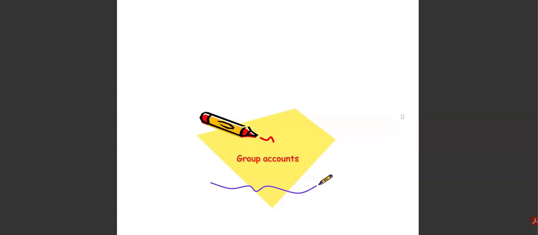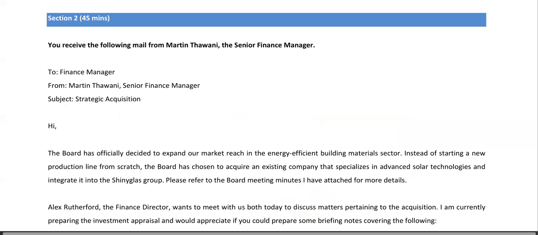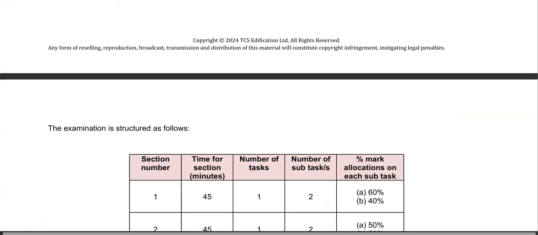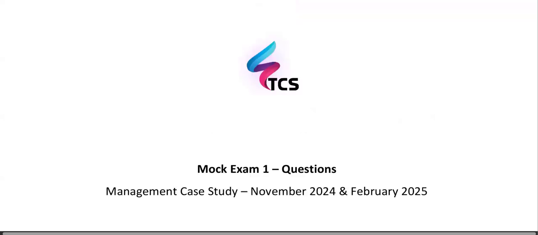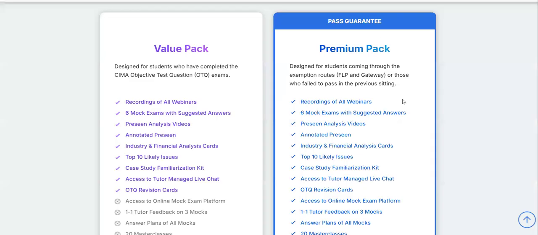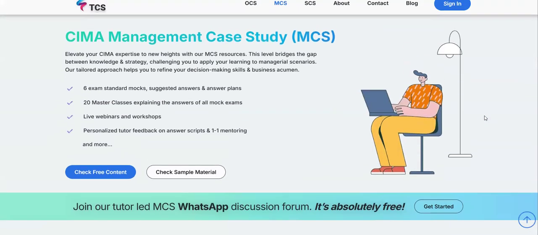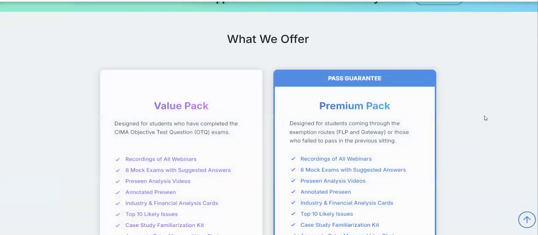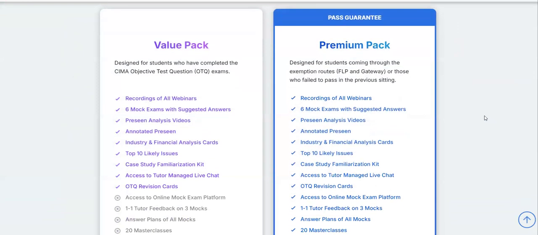So let's now move on to the mock exam that we are going to be discussing today. So this is a continuation of the mock exam that we started discussing in the last week's session. So you will have access to it as a free product. So it is available for both our paid as well as free subscribers. And you will also have access to the suggested answers for the first two sections, as well as the answer plan for the first two sections.